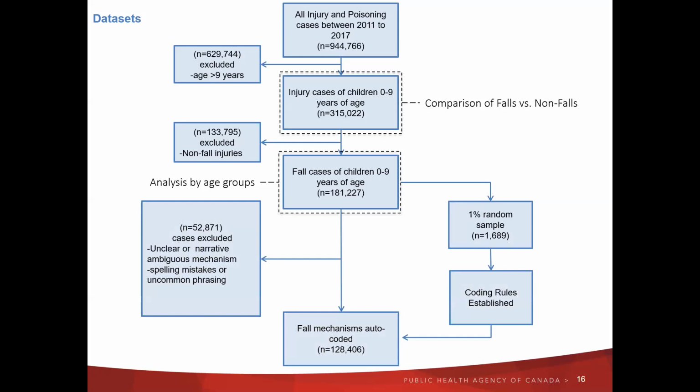So in the end, we were able to automatically code for 128,406 injury cases that we used to analyze by mechanism. And we found that we were unable to analyze for a little over 50,000 cases for various reasons that I've listed up on the slides.